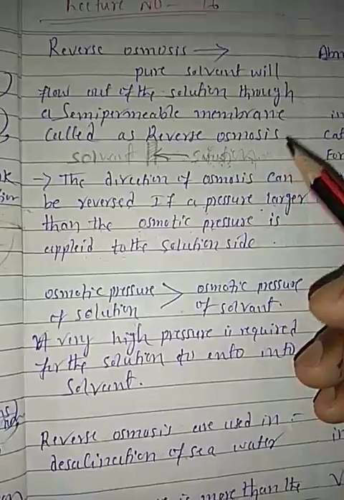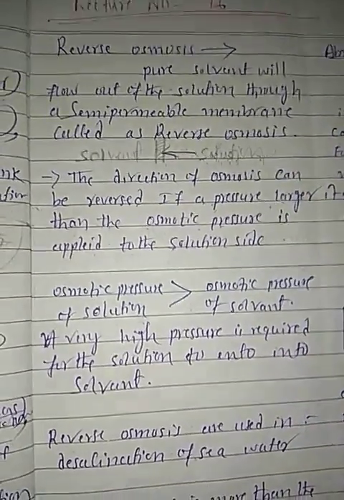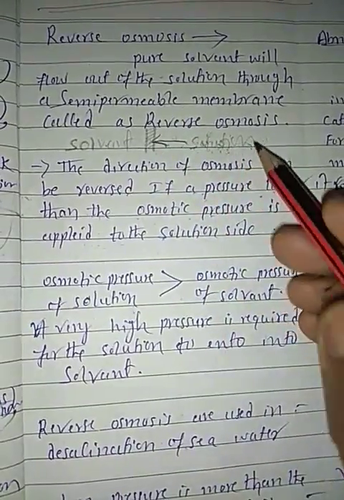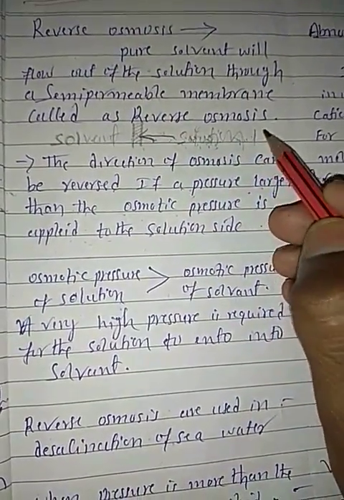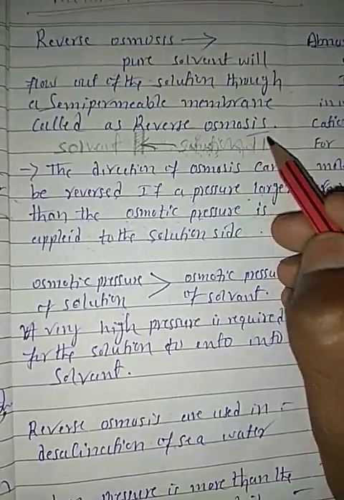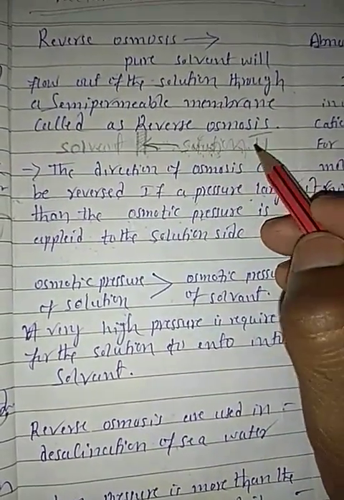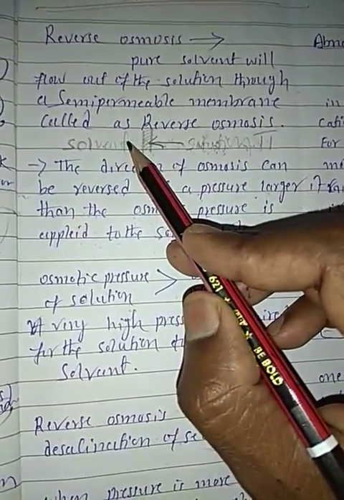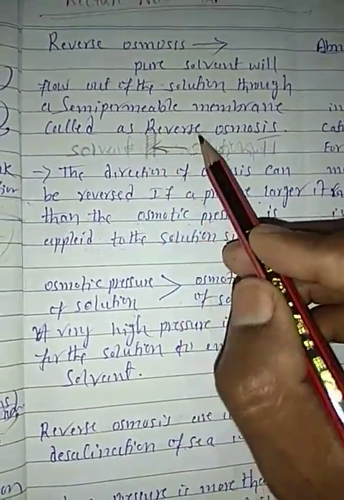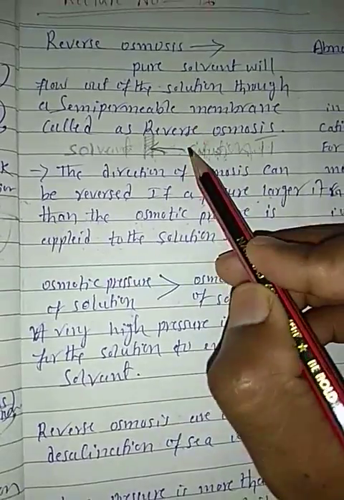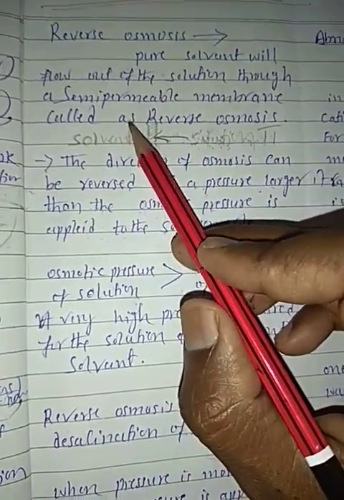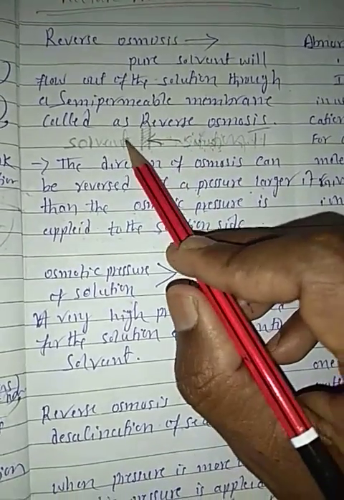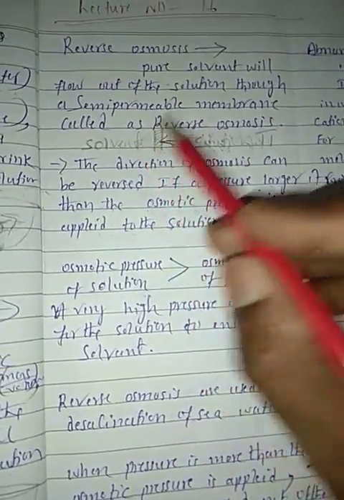Right, students? Reverse osmosis. So in this reverse osmosis, why do only solvent particles move? Because here we are applying osmotic pressure. The osmotic pressure of the solution is greater than the osmotic pressure of the solvent. That's why solvent particles from the solution enter into the pure component, right, students?